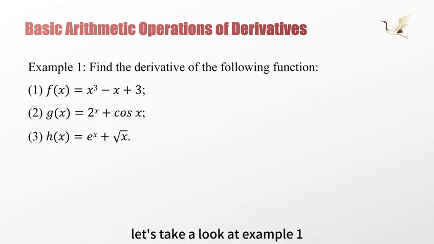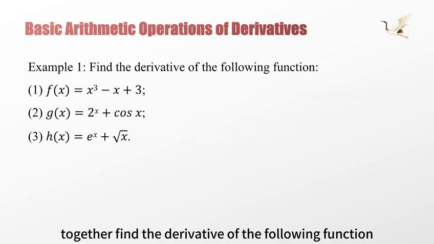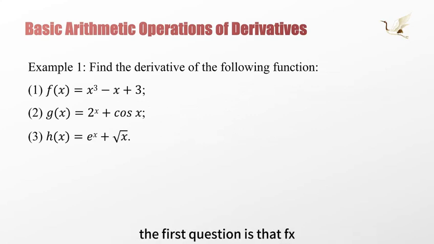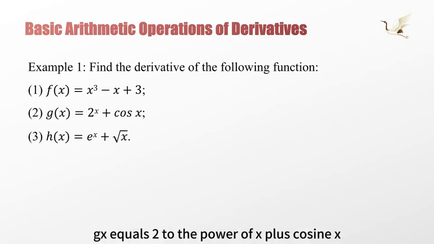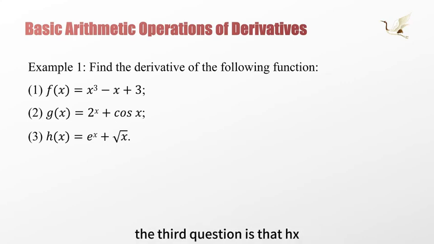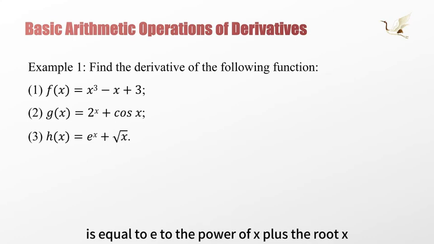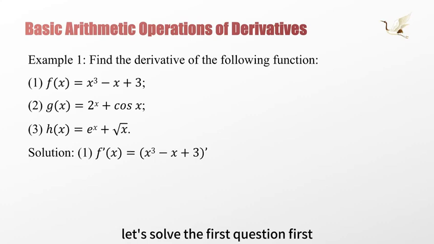Next, we will use this rule to calculate the derivatives of some functions. Let's take a look at example 1 together. Find the derivative of the following functions. The first question is f(x) equals x cubed minus x plus 3. The second question is g(x) equals 2 to the power of x plus cosine x. The third question is h(x) equals e to the power of x plus the square root of x. Let's solve the first question first.